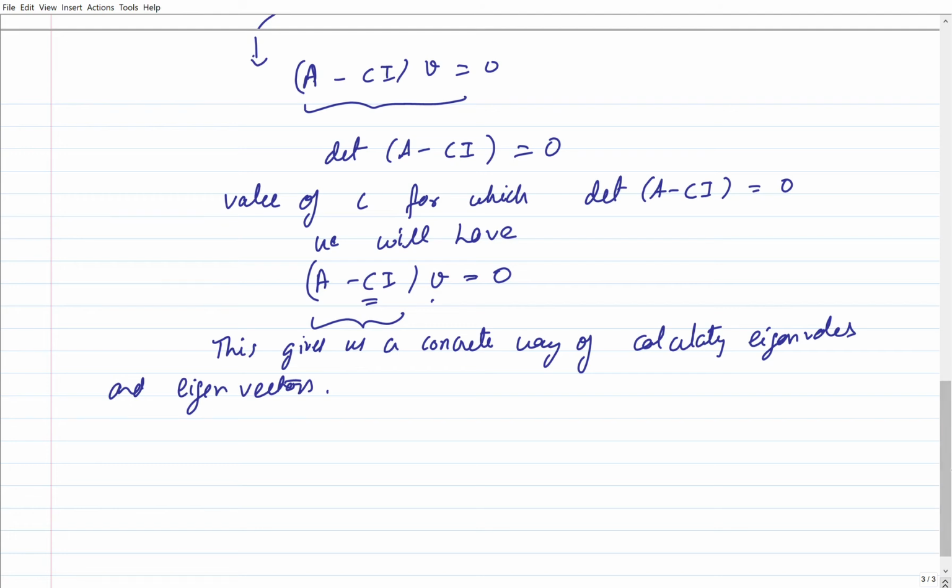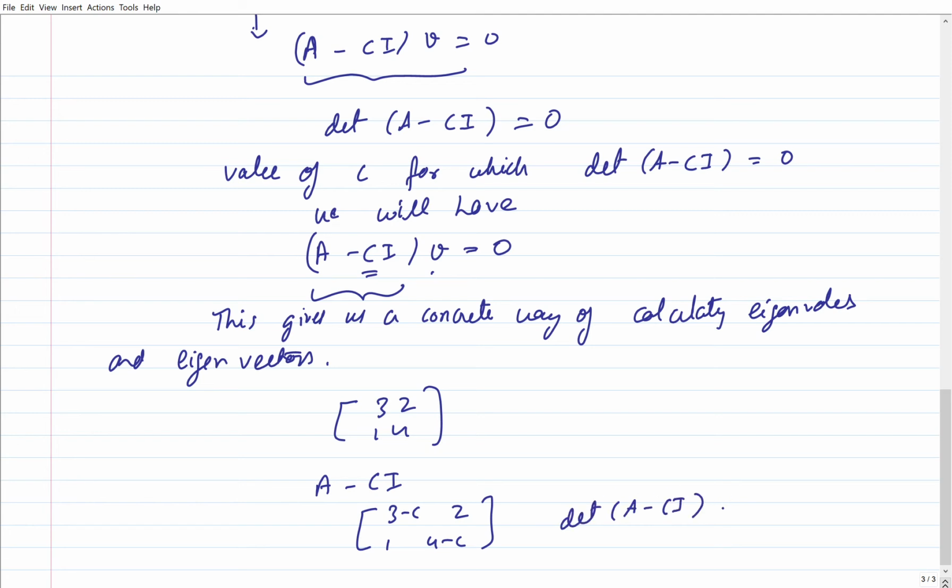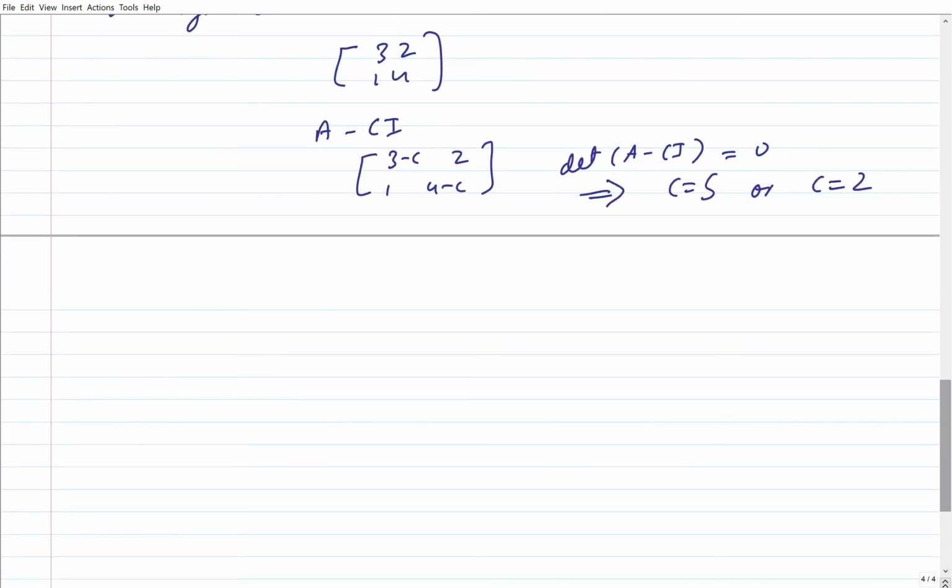We can consider an example. So consider the matrix 3, 2, 1, 4. A minus c times I gives me 3 minus c, 2, 1, 4 minus c. And determinant of A minus c times I equals 0 implies c is either 5 or c equals 2.